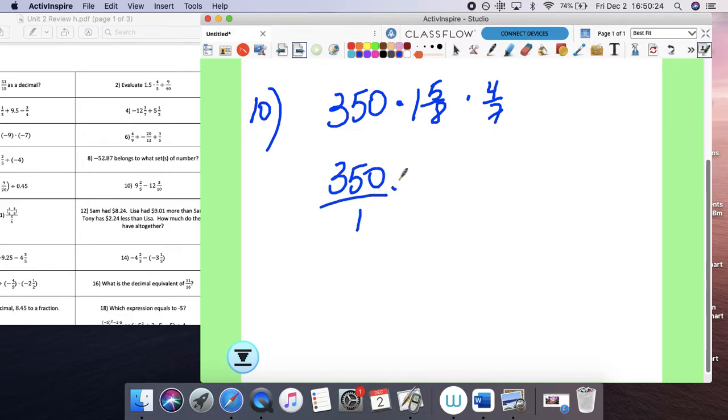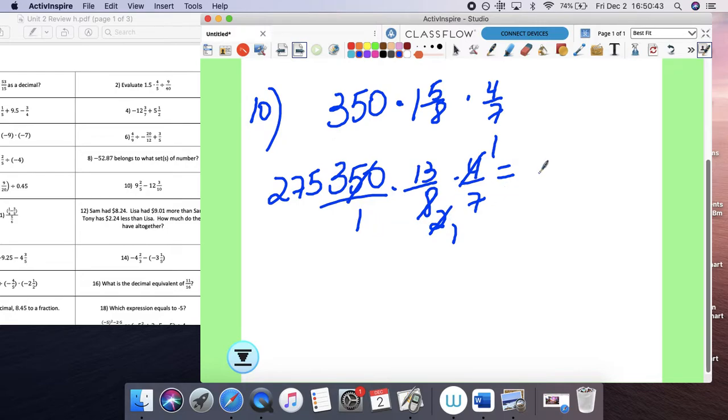350 over 1 times 13 over 8 times 4 over 7. Oh, yuck. We can simplify a little bit. This becomes 1, this becomes 2, this becomes 1, and this becomes 50. Right? 1 times 7 is just 7. 275 times 13 is some number, 3,575. No. Please tell me we can divide that by 7. No, we can't.